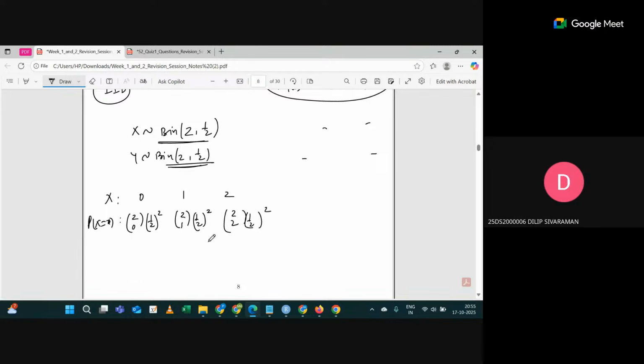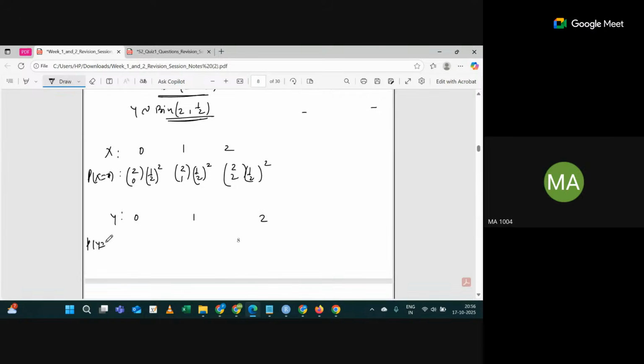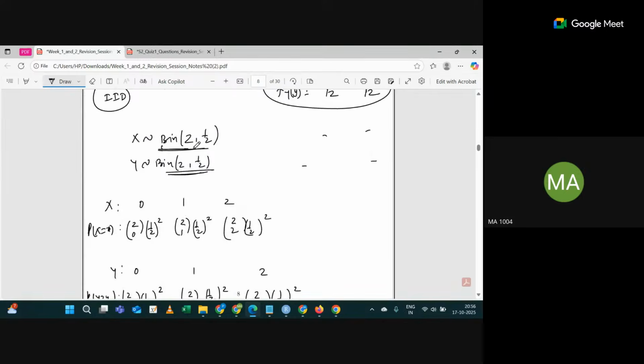What if I write for y 0, 1 and 2? What are the probabilities for y? Again the same: 2C0 half raised to the power 2, 2C1 half raised to the power 2, 2C2 half raised to the power 2. You will get the same values, right? Why? Because these two are identical.